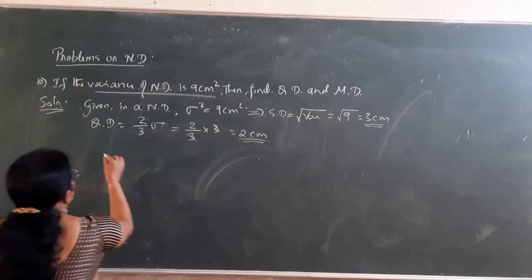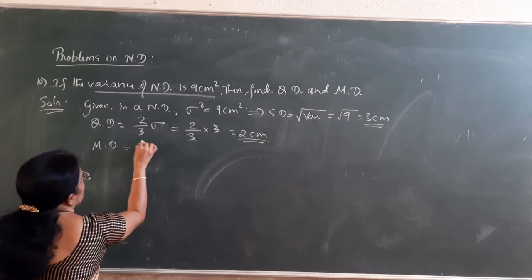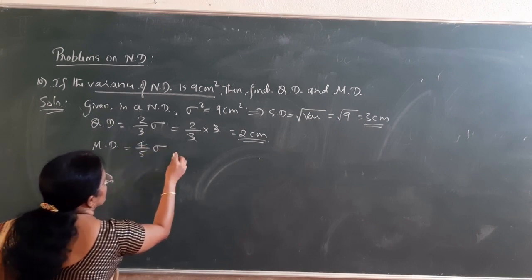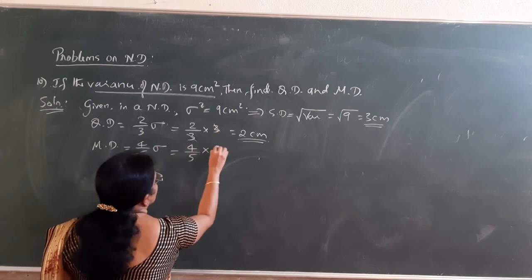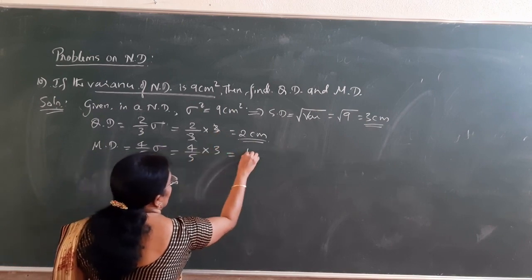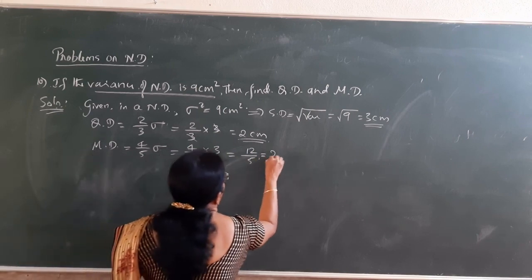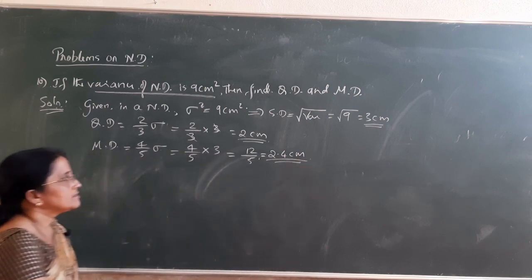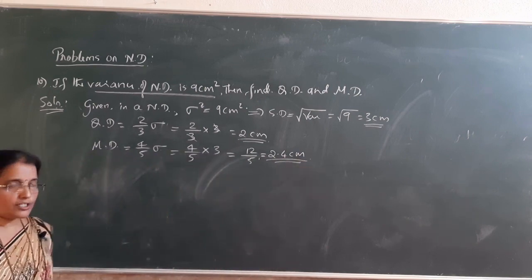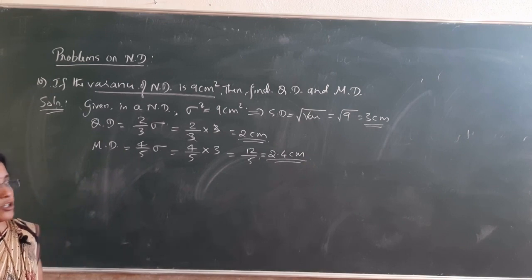Next, mean deviation. Mean deviation is equal to 4 by 5 sigma, which is equal to 4 by 5 into sigma. Sigma is 3. 4 into 3, 12 divided by 5, which is equal to 2.4 centimeters. Now here quartile deviation and mean deviation can be obtained if standard deviation is known.